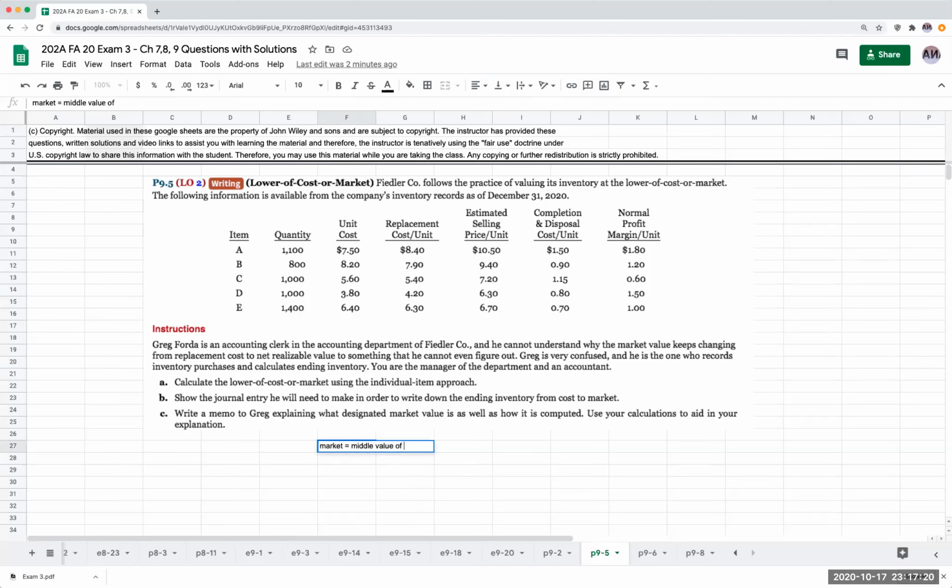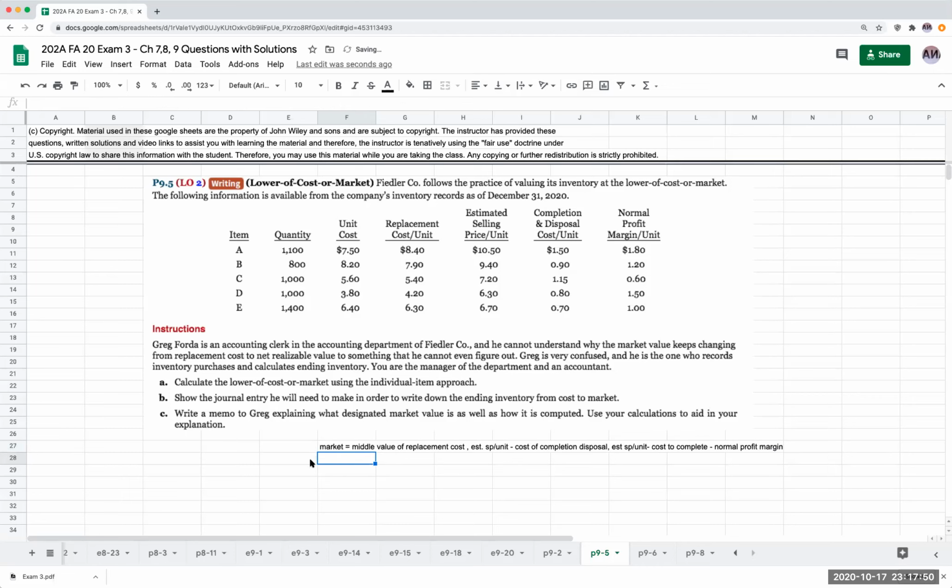of replacement cost, the estimated selling price per unit minus the cost of completion and disposal. And then over here, the estimated selling price per unit minus the cost to complete minus a normal profit margin.